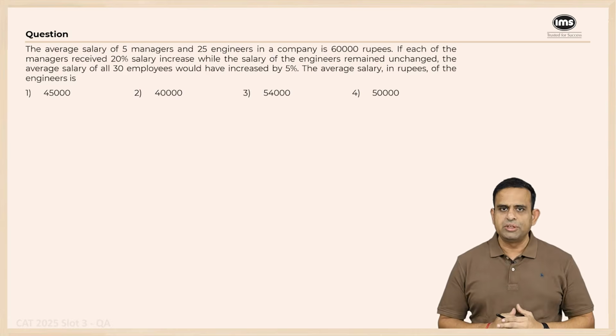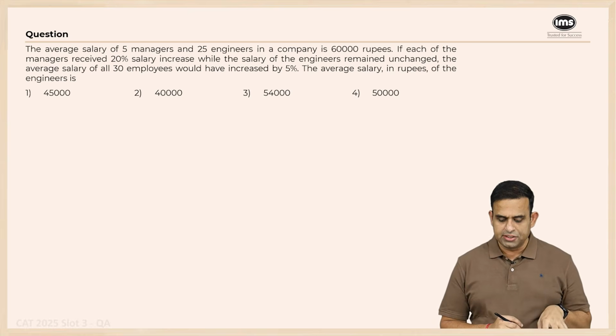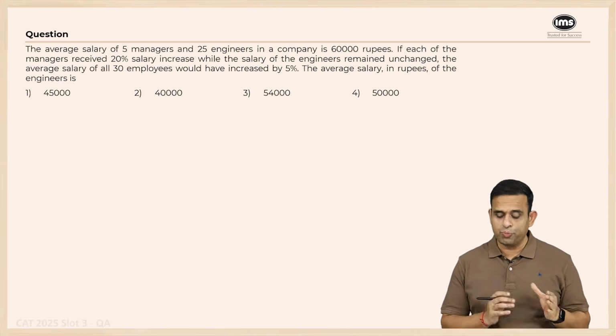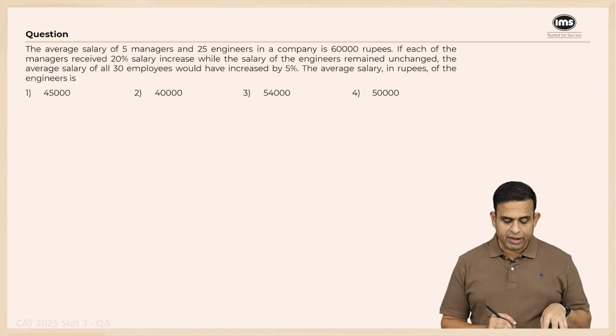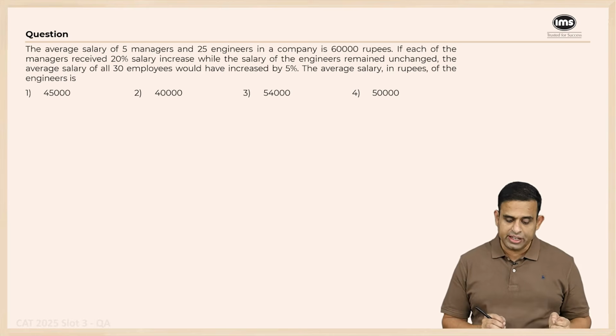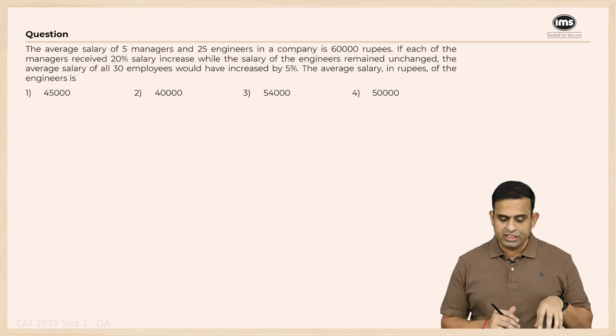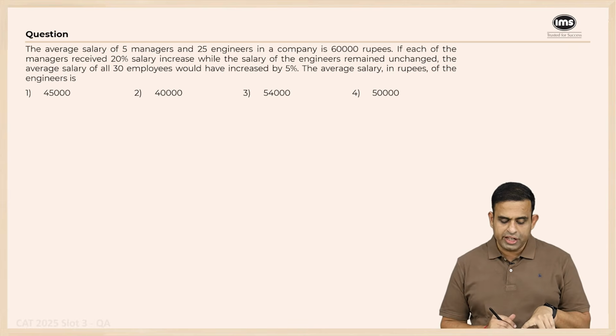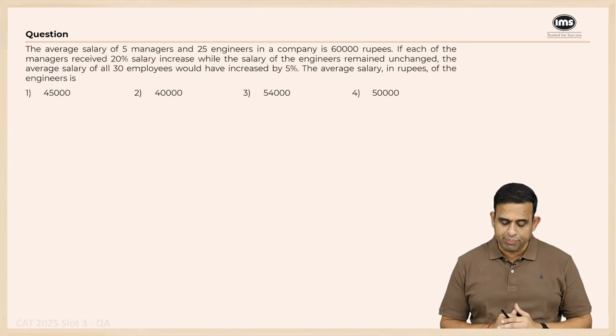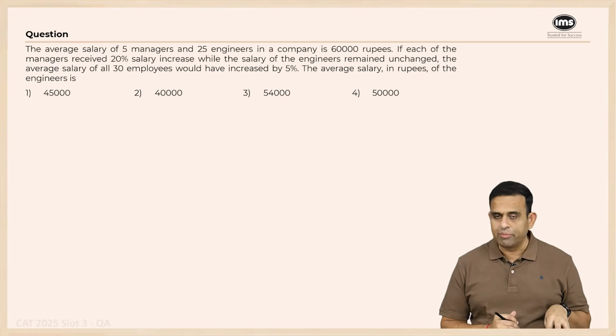If I look at the next sum, it says that the average salary of 5 managers and 8 engineers in a company happened to be 60,000 rupees. If each of the managers received a 20% salary increase while the salary of engineers remained unchanged, the average salary of all 30 employees would have increased by 5%. The average salary in rupees of the engineer is how much?